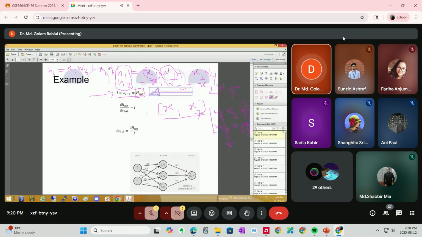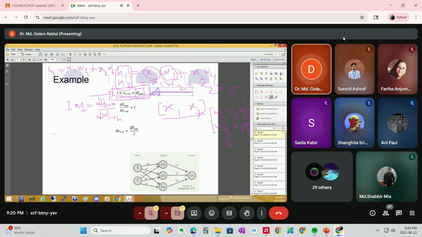Now we want to take the derivative of this equation with respect to W. If we take the derivative of this equation with respect to W, what will we get? We will get I, so it will be 1 here, equal to d h sum divided by d W input to hidden.